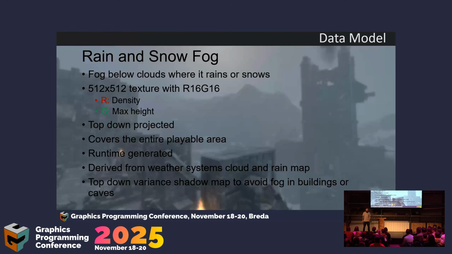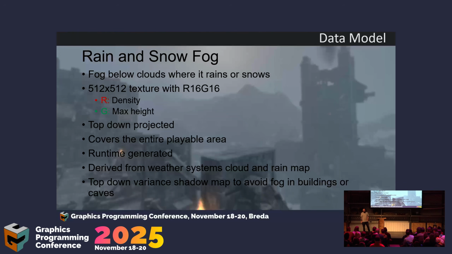We also want fog below the clouds where it rains or snows, so I call it weather fog in the rest of the presentation. This fog is rendered into a 512 by 512 two-channel texture, projected top-down, and covers the entire playable area. It contains the density in the red channel and the maximum height in the green channel, so that it can end up where the cloud starts. The texture is runtime generated and derived from the weather system cloud and rain map.